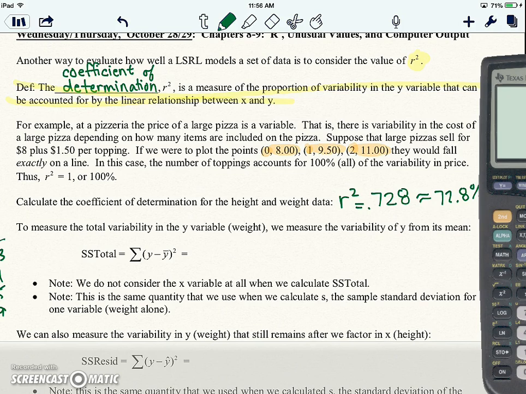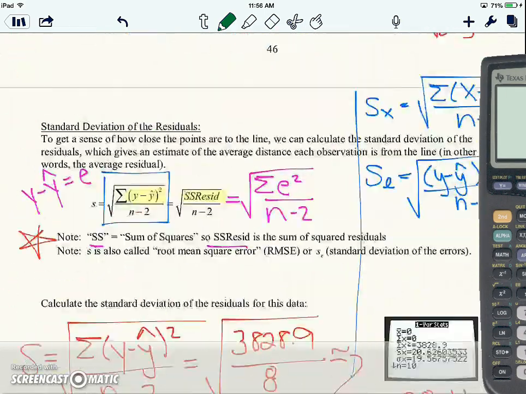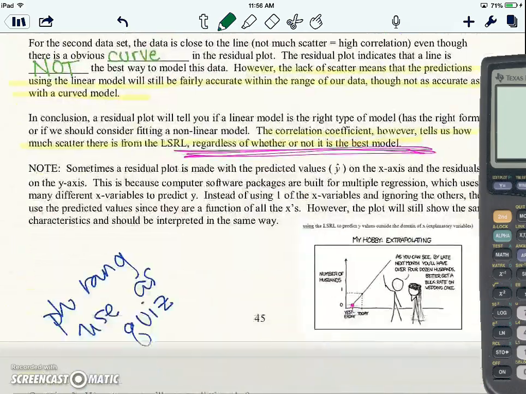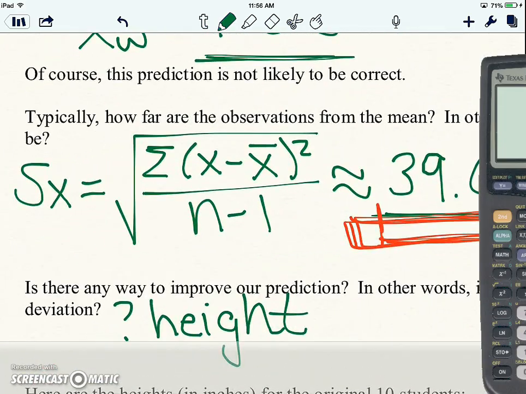To measure that, we know how to find r, so of course we could find r by hand and then square it, but that's an ugly process. So let's look at this way, it's slightly better. To measure the total variability in weight, we measure variability of weight, of y, from its mean. This is the first part of finding standard deviation, which we did right here, but we were calling the same variable x because we hadn't talked about the height yet. We were just talking about the weight. And so that's that top part right there: every weight minus the average weight.